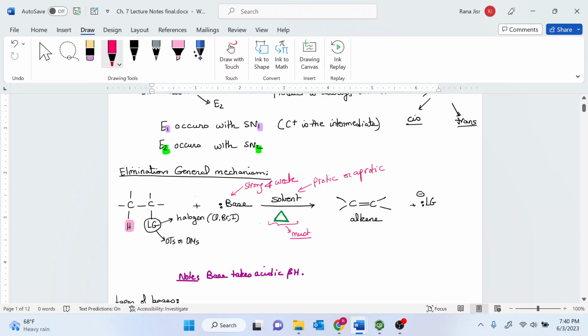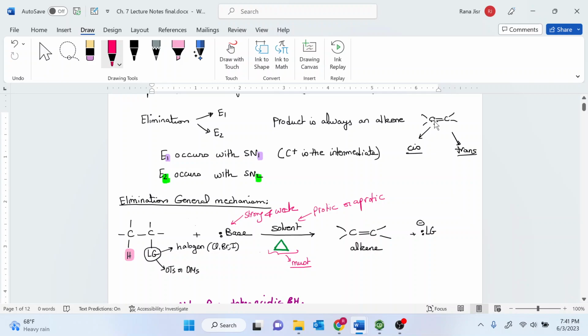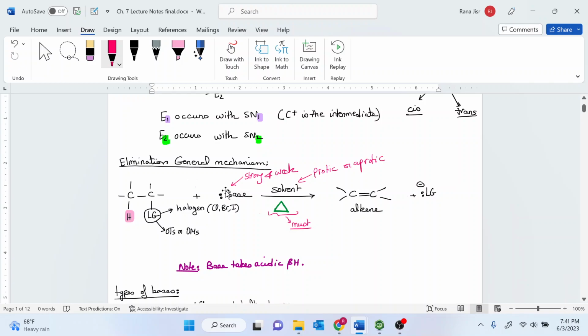Now, with respect to the general reaction, when we say elimination, this means that the product is an alkene. When you have an alkene as a product, there might be a possibility you have stereoisomers. You have the cis and the trans. Now, the base here is going to come and take the beta hydrogen.